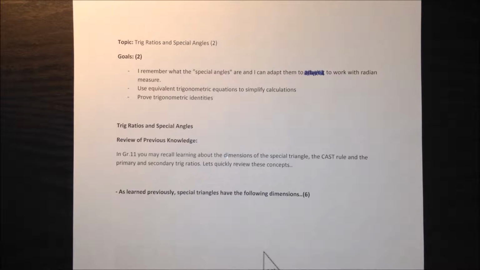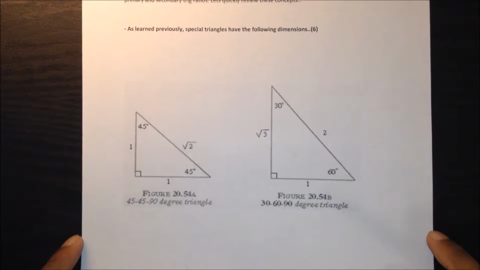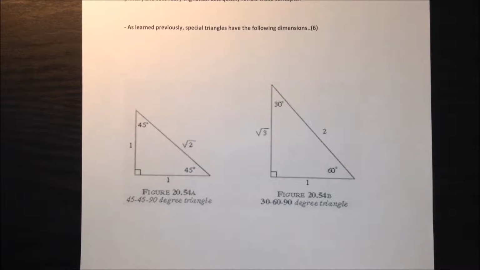So let's review some previous knowledge. In grade 11, you may recall learning about the dimensions of the special triangles, the CAST rule, and the primary and secondary trig ratios. Let's quickly review these concepts. As learned previously, special triangles have the following dimensions. Take a minute and pause the video to memorize these dimensions.